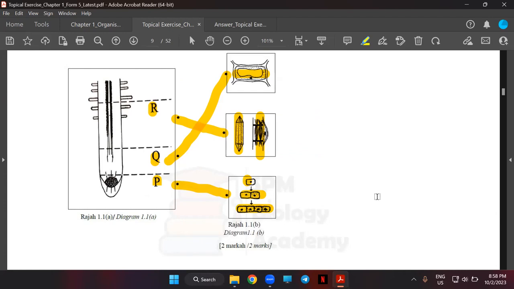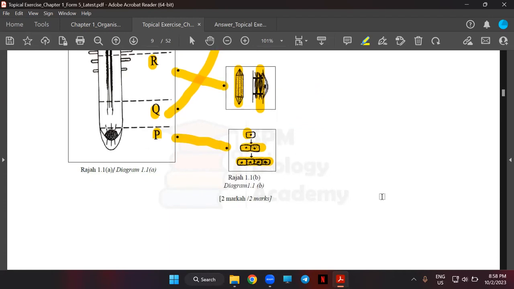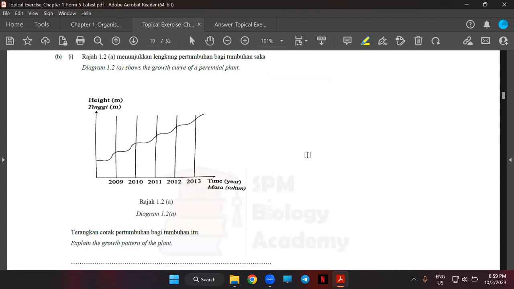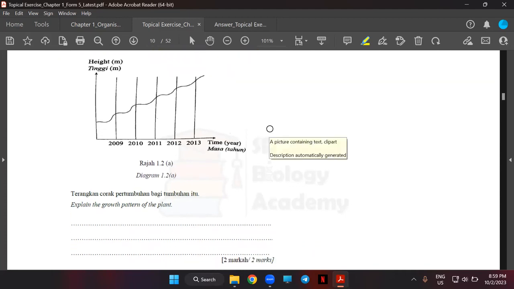Okay? Kita bergerak. B1. Rajah 1.2a menunjukkan lengkung pertumbuhan bagi tumbuhan saka. Diagram 1.2a shows the growth curve of a perennial plant. Okay, yeah, this is the graph for a perennial plant, of course. Yeah, memang perennial plant.